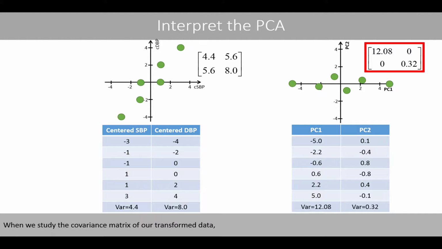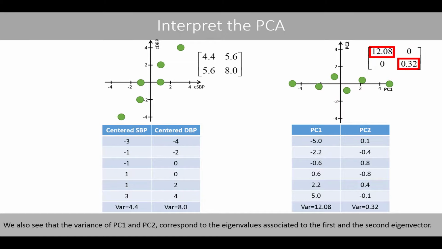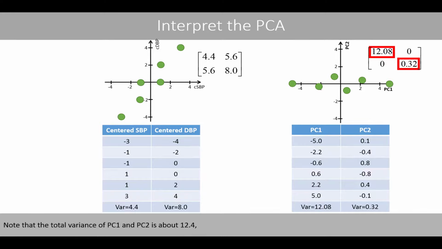When we study the covariance matrix of our transformed data, we see that the covariance between PC1 and PC2 is equal to 0, which means that PC1 and PC2 are completely uncorrelated. We also see that the variance of PC1 and PC2 correspond to the eigenvalues associated to the first and the second eigenvector. Note that the total variance of PC1 and PC2 is about 12.4, which corresponds to the total variance of the original variables.